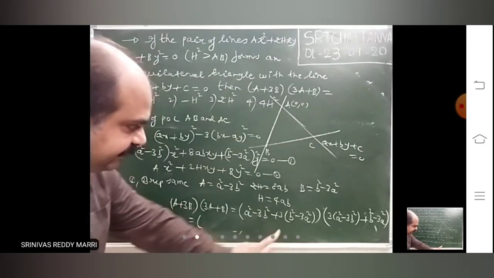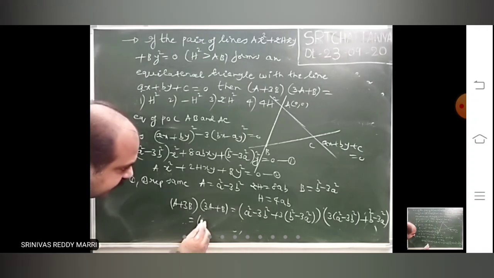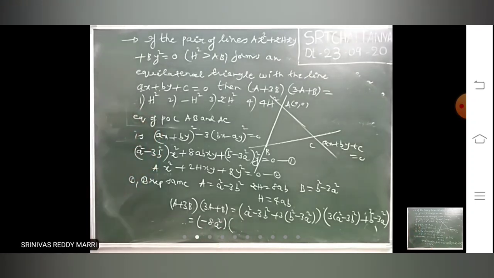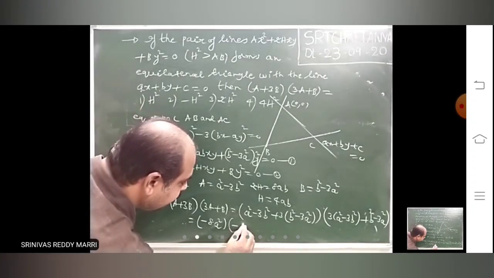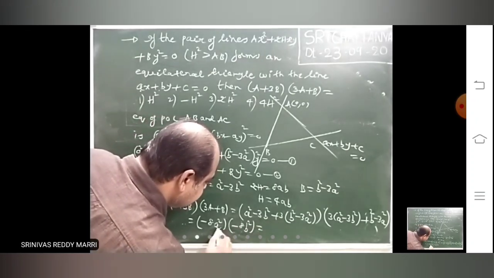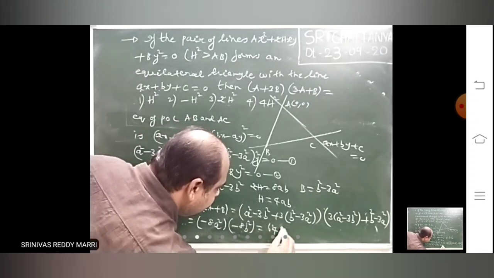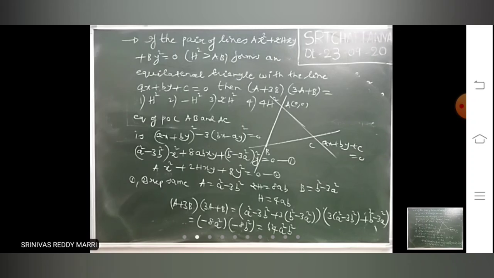So here you can observe minus 3b square plus 3b square will get cancelled. So a square minus 9a square minus 8a square. So you can observe there 3a square and 3a square will get cancelled. Minus 9b square plus b square. That means, so this is nothing but 64a square b square.